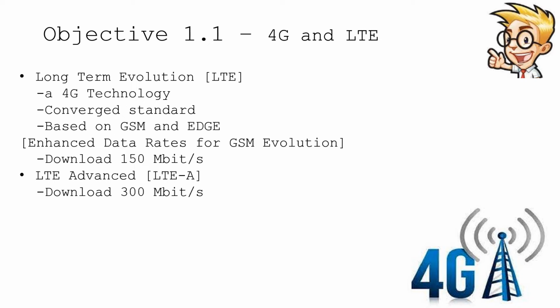In some areas, you may find an upgraded version of LTE called LTE Advanced or LTE-A, where it is effectively double the throughput on those LTE networks, up to 300 megabits per second.